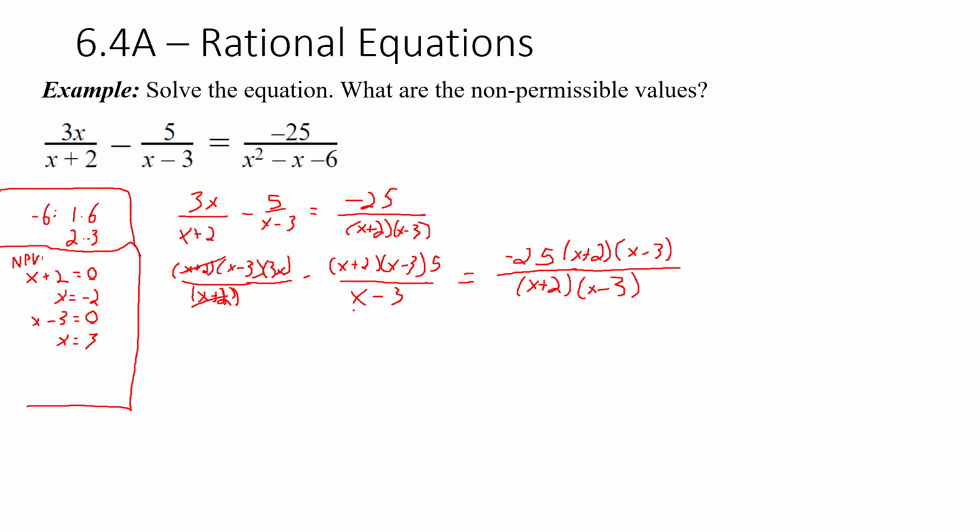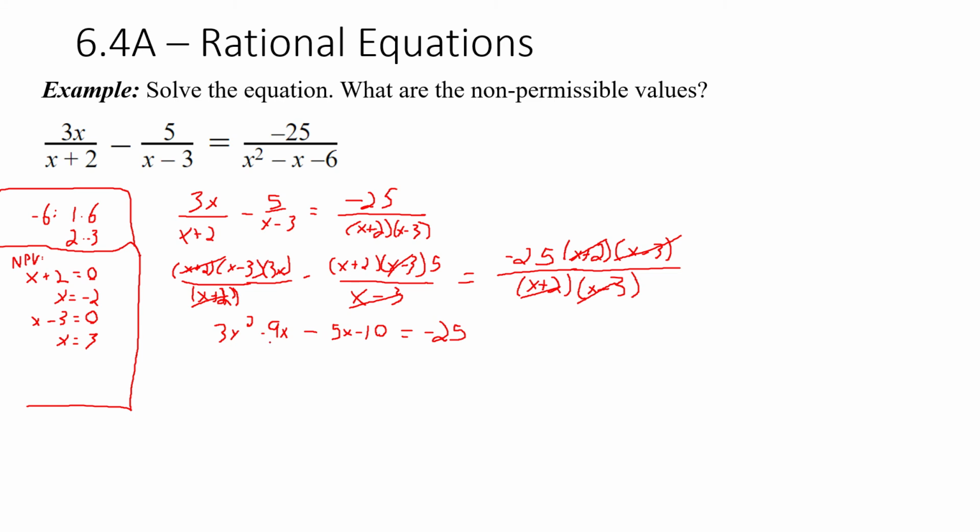The x plus 2 out of that fraction, the x minus 3 out of that fraction, the x plus 2 and the x minus 3 out of that fraction. We're going to have to distribute this 3x into here, so 3x times x is 3x squared, and 3x times negative 3 is minus 9x. And then minus, distribute the 5 into here, so that'll turn into negative 5x and minus 10. Remember that negative is going to apply to both of them. Flip both their signs, and then equals negative 25.